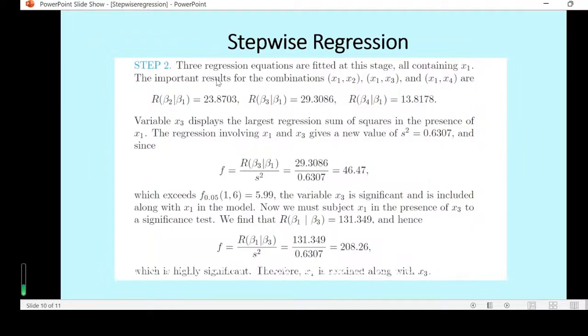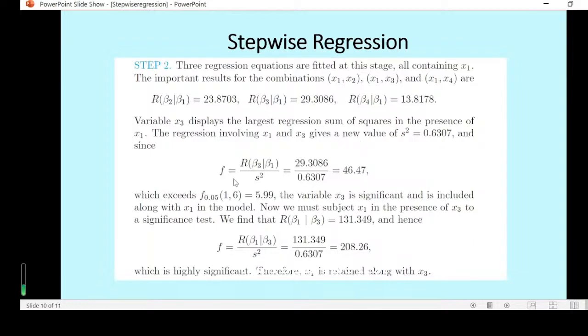In step 2, there are only 3 variables left to evaluate. So we again will test R square for 3 models. Each model has 2 variables, x1 and one of the other 3 variables, right? So the 3 equations give R square. Here x3 has the largest increment of the coefficient of determination. So this is the candidate variable to include in the model in the second step.